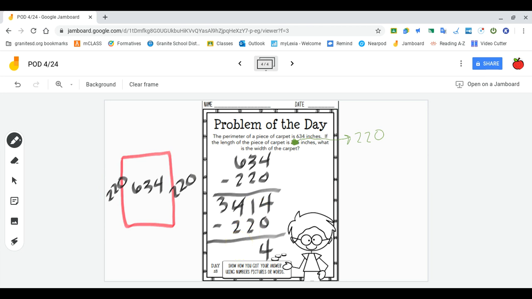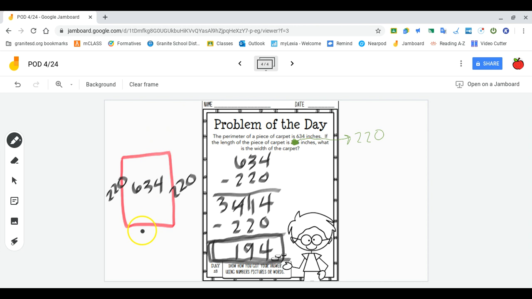This becomes a 3, and then I can borrow a 10, and this is now an 11. So 11 minus 2 is 9. And then 3 minus 2 is 1. So now I have 194. 194 is what I have left for this side and this side.